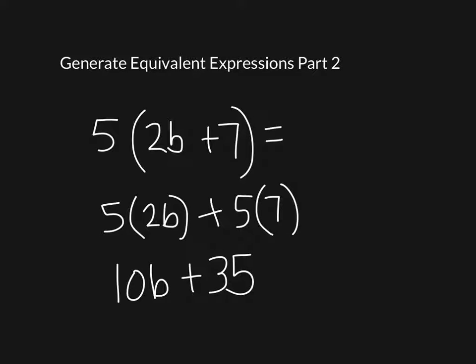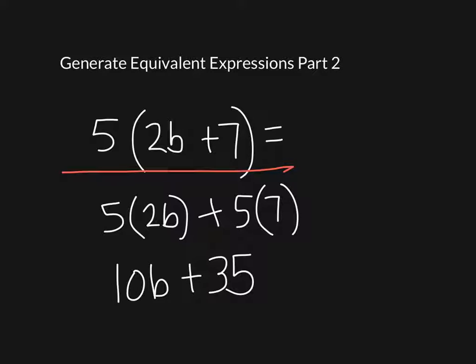So we're going to continue to talk about how to generate equivalent expressions here. We talked yesterday about the different properties of operations, including the commutative property, the associative property, and the distributive property. This one here that I have listed is using the distributive property. And what I'm doing here is multiplying it out.